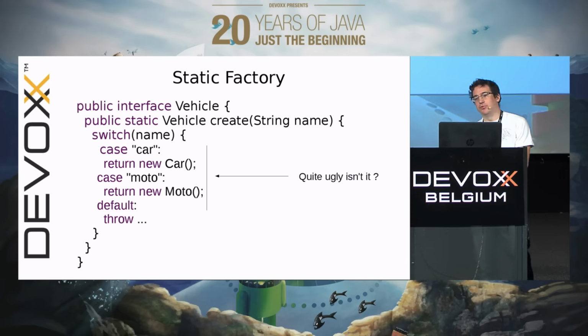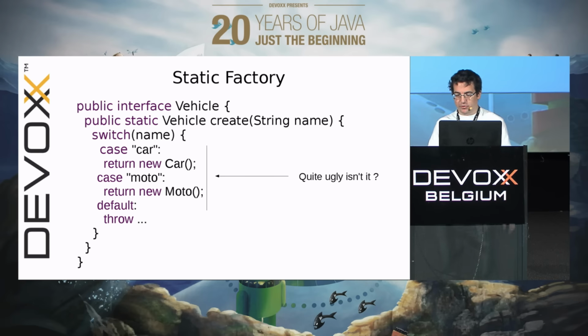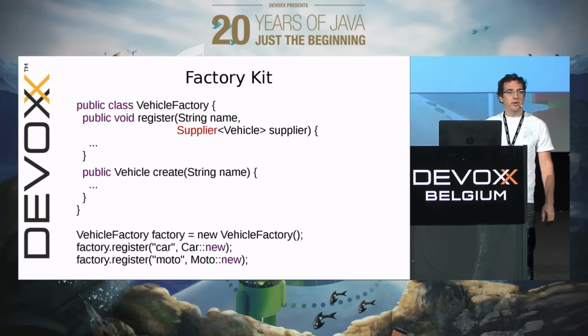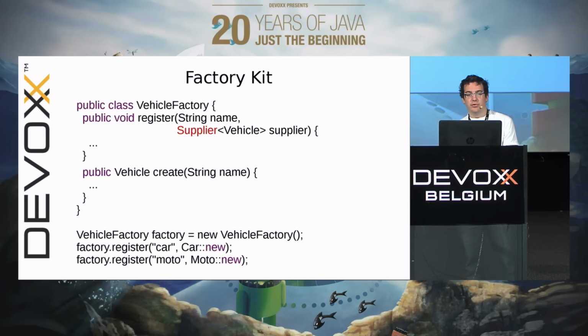Not something I want to do. I have a design pattern for this. It's called Abstract Factory or Factory Kit. The idea is just we will have a vehicle factory and two methods, one that registers, for a name, what is the constructor of vehicle that we will use.